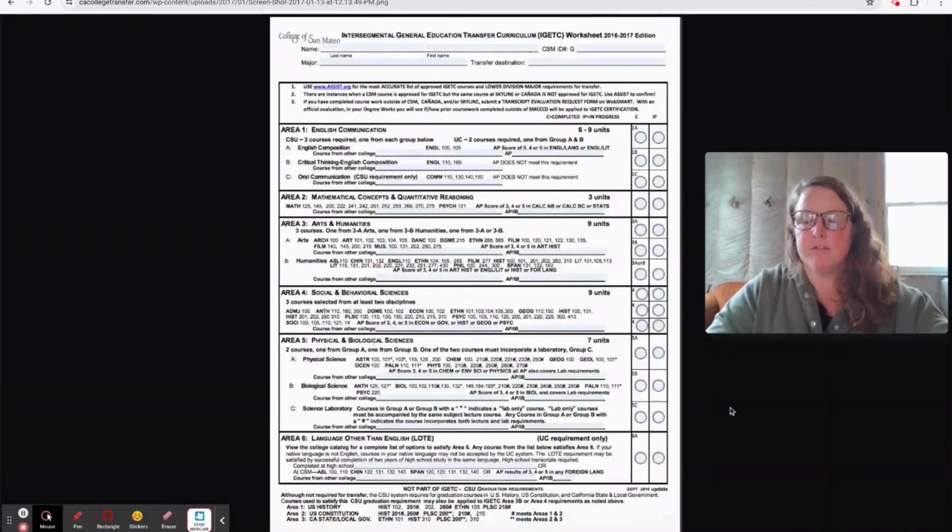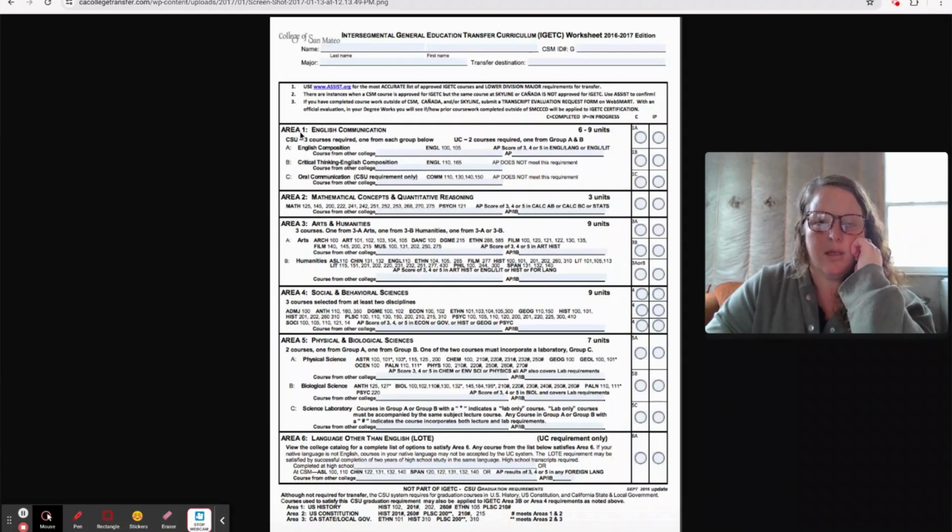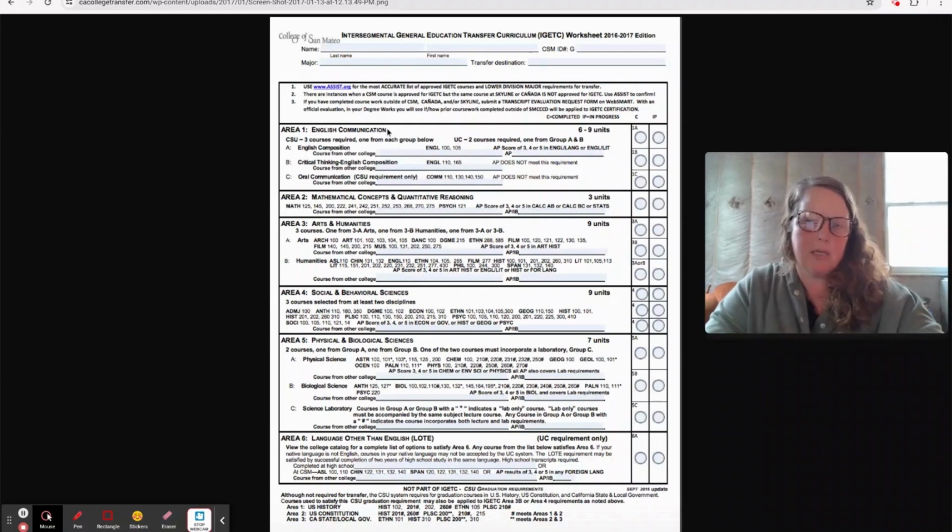Okay, found something. So this is what they did with me. It's older. I'm old, so this is newer. But so you can see this worksheet here. Your counselor will go over this with you. So it tells you what you need to do. There's a completed and an in progress.